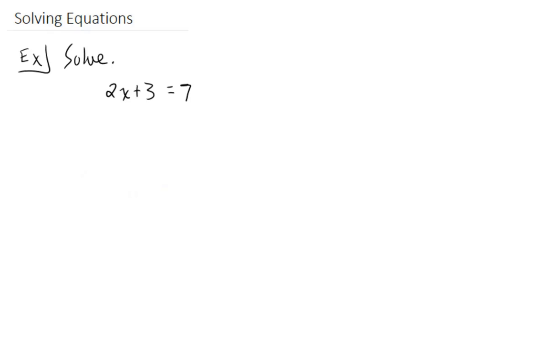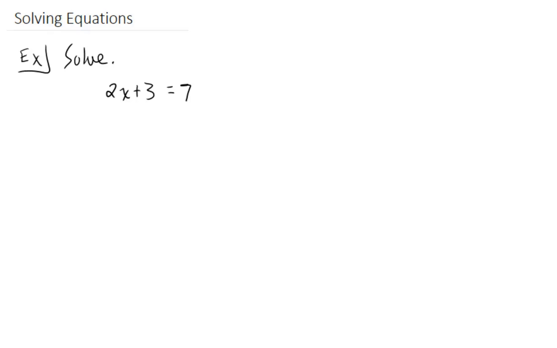And maybe you can see from the beginning what x is, but I promise you we'll get to ones that are more complicated. We're just working up to them. So here we want to undo what's happening to x on the left side of the equation. Right now x is being multiplied by 2, and then we're adding 3 to it.